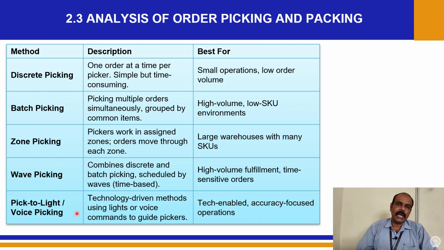Based on the quantity and the operation of the warehouse, any of these methods can be chosen, starting from discrete, batch, zone, wave, and finally pick to light or voice picking. Today modern warehouses are in this particular category. You ask the system, and immediately the system gives the location and then we can go and pick it up. For easy identification, that is what we learned in unit 2, AIDC, automatic identification and data capture. So everything is integrated.